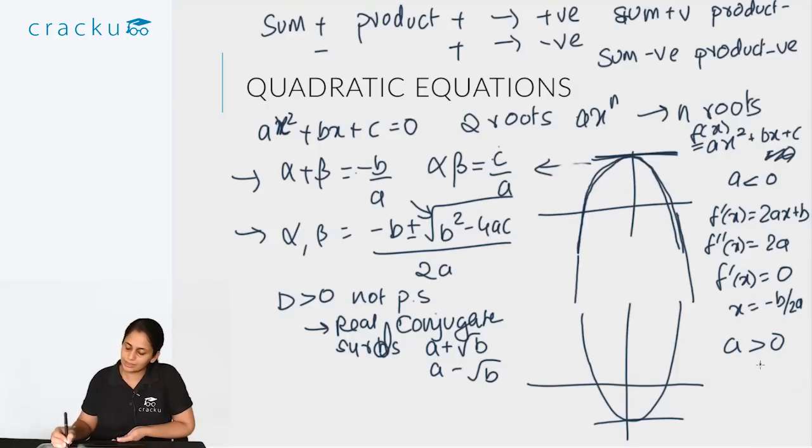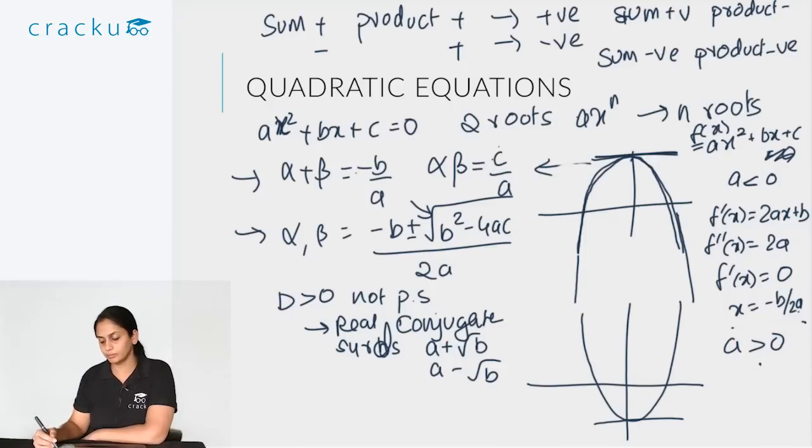When a is greater than 0, it will be a minima. When a is less than 0, it will be a maxima. So this is when the maxima and minima will occur. To calculate the value of maxima and minima, you first calculate this value, plug it into f of x, and then you will get the maximum and minimum value.